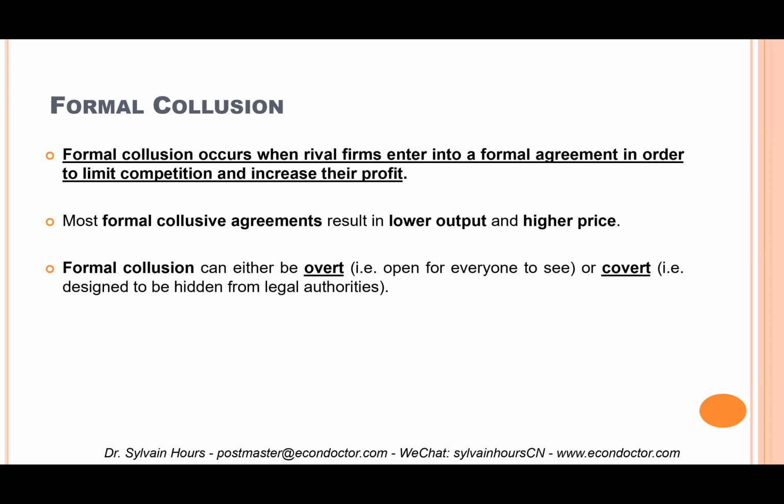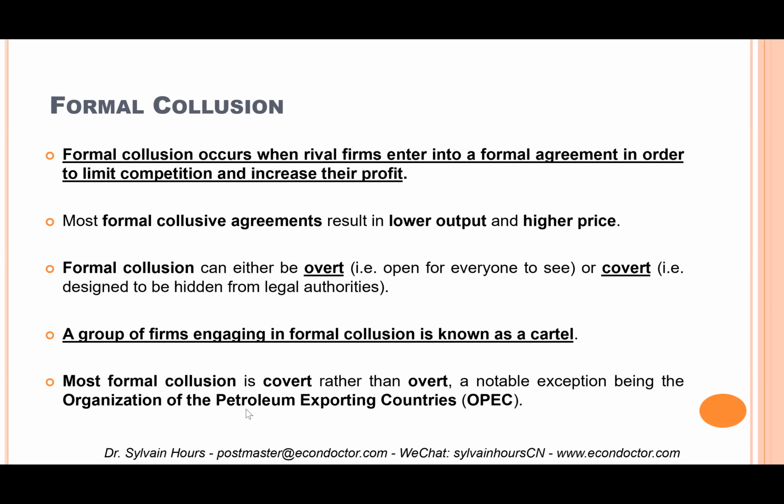Or it could be overt, when it's just open for everyone to see. One example is OPEC, the Organization of Petroleum Exporting Countries. Actually, not firms, but countries here, who have engaged in formal collusion. We call that a cartel. A cartel is just a group of firms engaging in formal collusion. And this is an example of overt collusion.